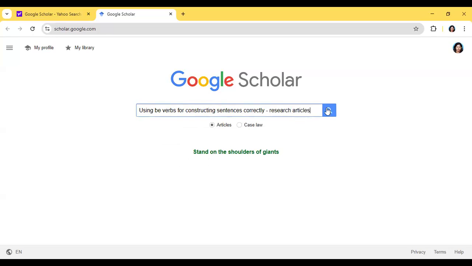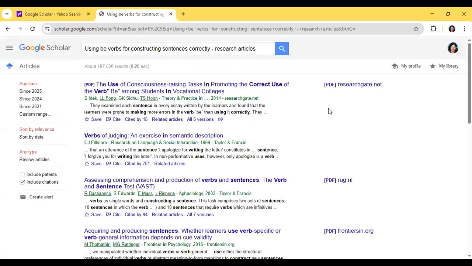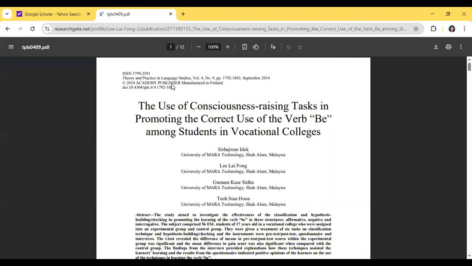Okay, right. After that, I have to show you the activities also. We'll do the first one. Now look here. Can you see the article? Yes, ma'am. Okay, the use of consciousness raising tasks in promoting the correct use of the be verb among students in vocational college. Now we'll read it.